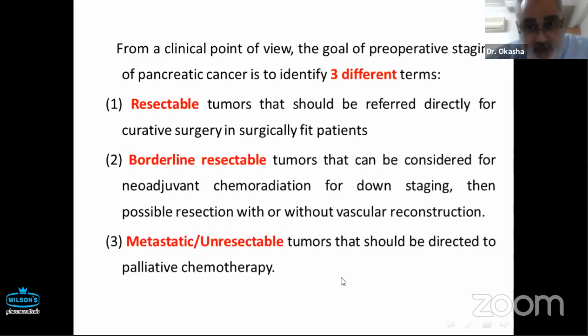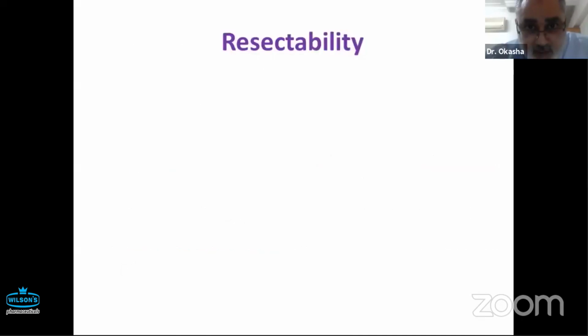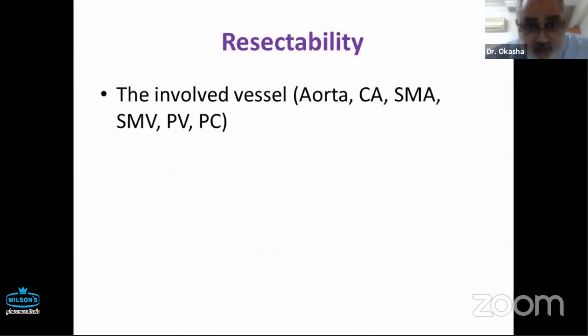So the surgeon, the referring doctor, or the attending doctor is waiting in the conclusion to see the stage of the mass and whether the mass is resectable, borderline resectable, or unresectable, because this will determine the plan of further management. Then how do we determine the resectability of the tumor? To determine the resectability of the tumor, we should know three important points.